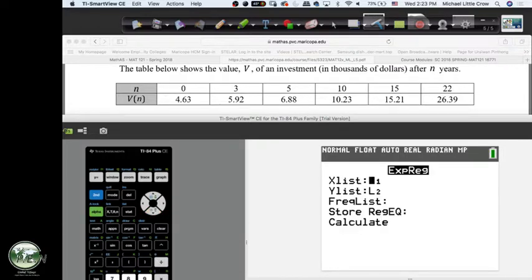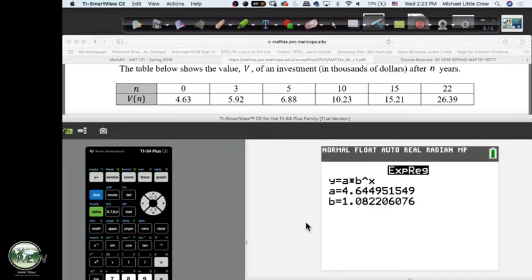Again, if you've got a TI-82 or an 83, you hit enter again. These 84s, you just have to keep hitting enter until it calculates. Take all the defaults, and it should just work just fine. Maybe I have to hit one more time. There it is. And then it gives us our equation. And this is what we're looking for.